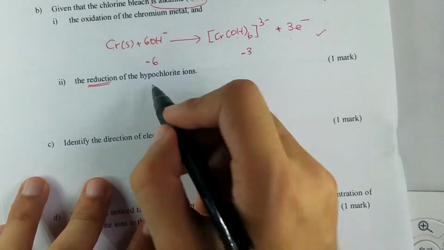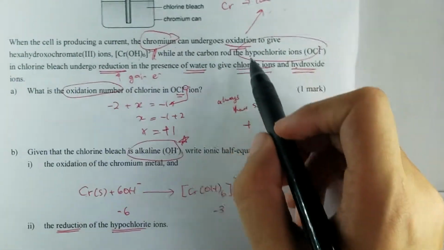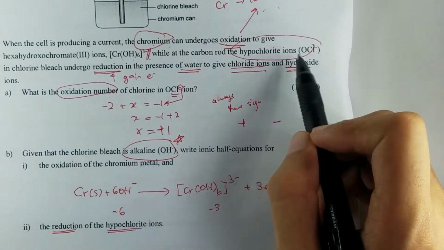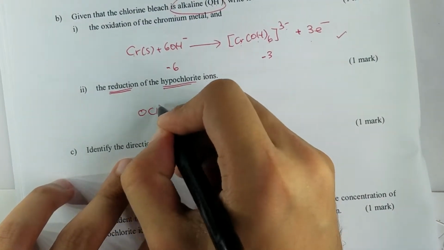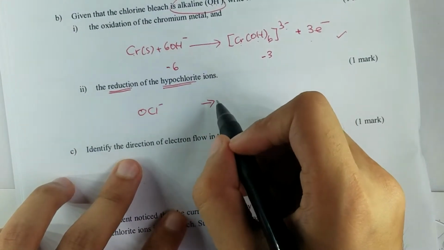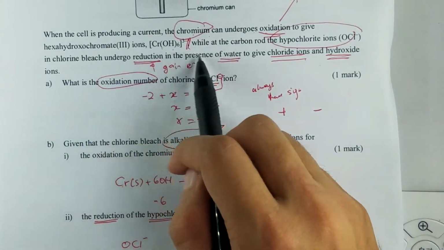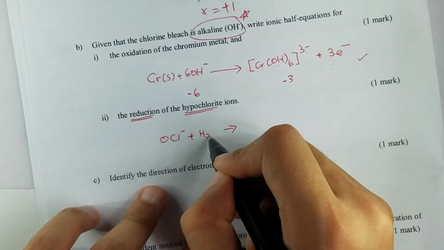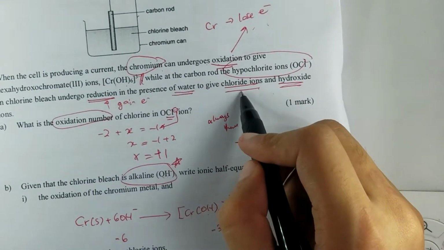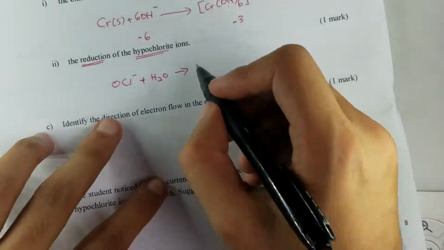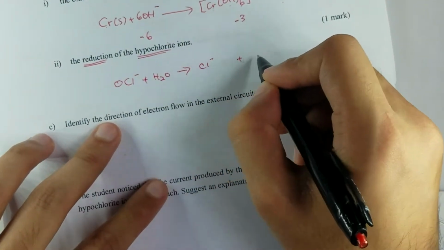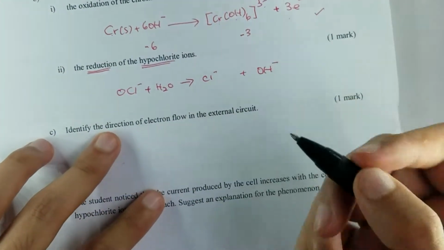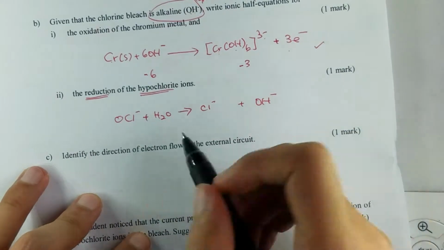Next one, reduction of hypochlorite ion. Hypochlorite ion is OCl negative. So I write it down, OCl negative. What does it give out? In the presence of water, so that means I add water, it gives out chloride ion and hydroxide ion. So I just write down chloride ion and hydroxide ion. That's it. Now I just have to balance the equation.